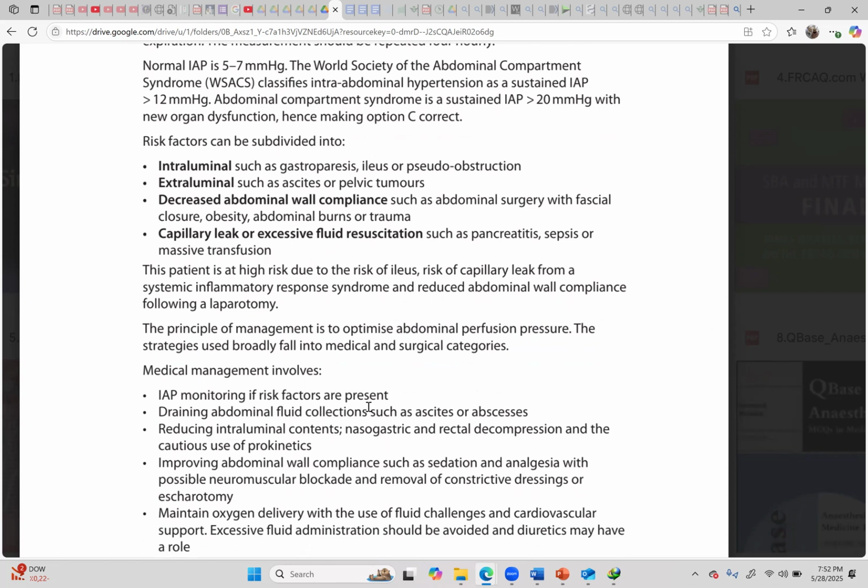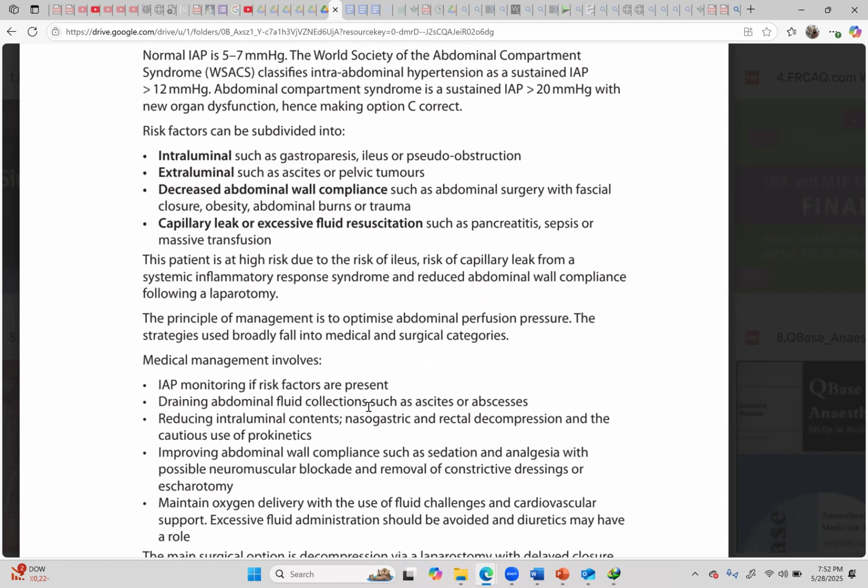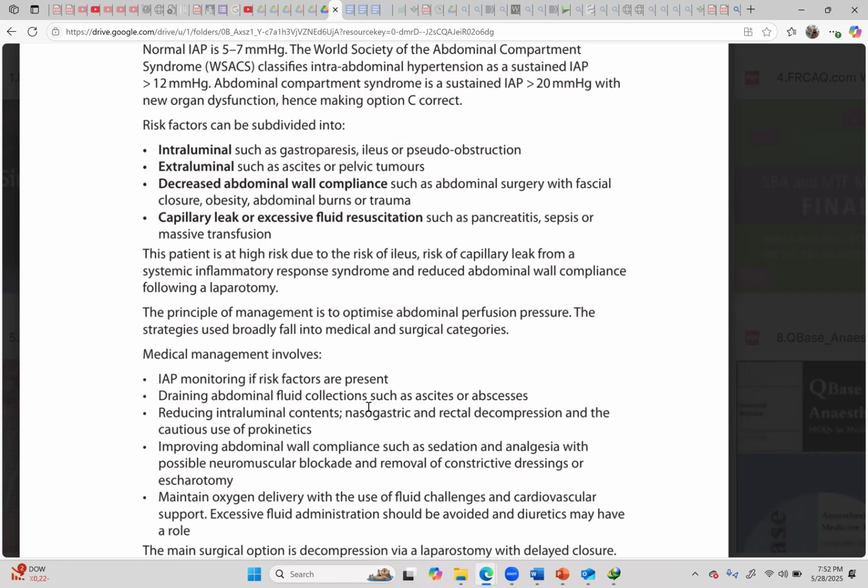The principle of management is to optimize abdominal perfusion pressure. That we discussed.